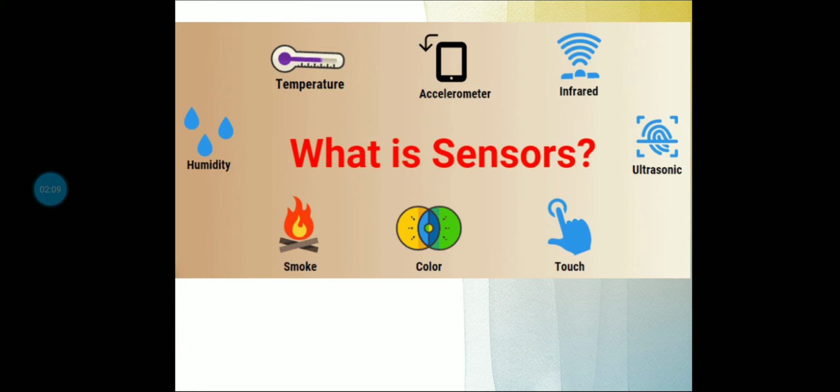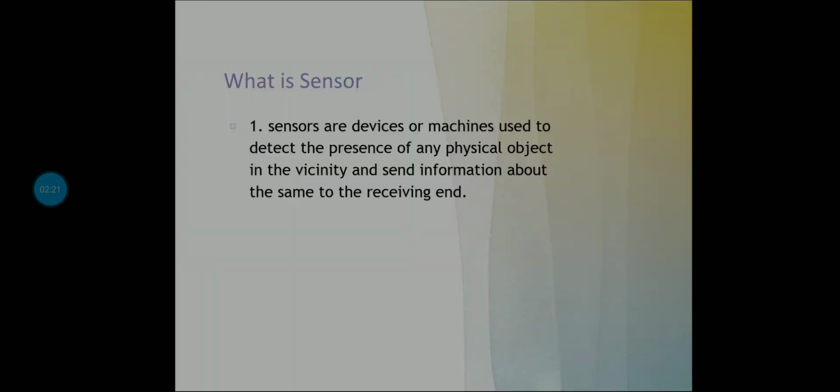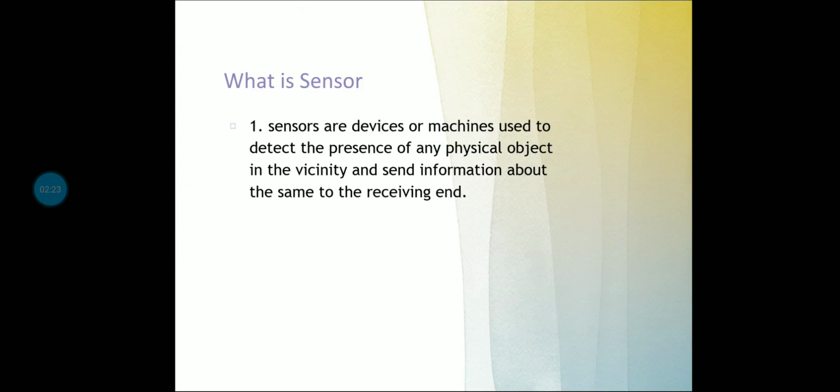So what is a sensor? On screen in the image you are going to see humidity, smoke, color, touch, ultrasonic, infrared, accelerometer. So these all are kinds of sensors. So what are sensors again? Sensors are devices or machines which are used to detect the presence of any physical object in the vicinity or to send the information about the same to a receiving end.